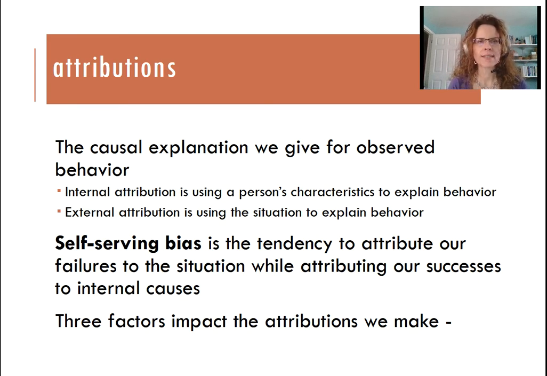Sometimes our tacit theories are internal attributions, meaning that we explain the person's behavior by considering their characteristics. Basically, we blame the person. Whereas with external attributions, we assign blame or responsibility to the situation instead of to the person. So internal to the person, external, outside the person.